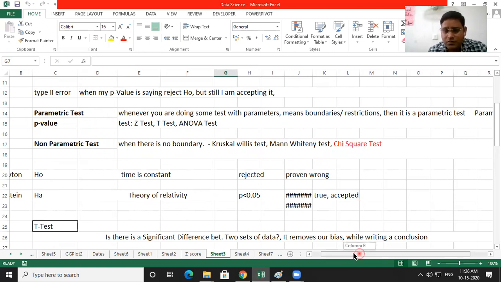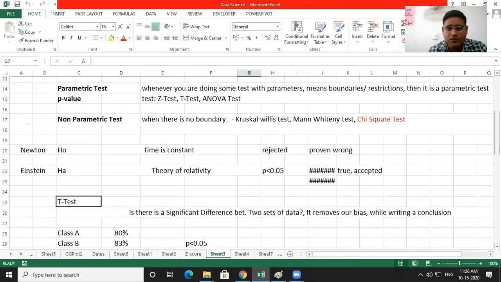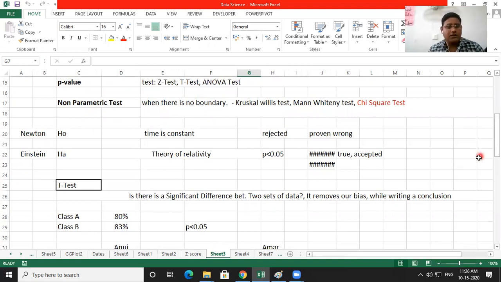Let us suppose, I'll give you an example of how to test and how to reject or approve a hypothesis. Firstly, Newton said that time is constant. So that was our null hypothesis, because Newton already said that there is gravity and we accepted it. That is a universal truth. So Newton said that time is constant, and we accepted it at that time.